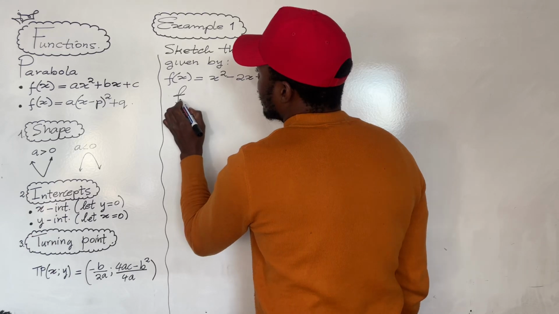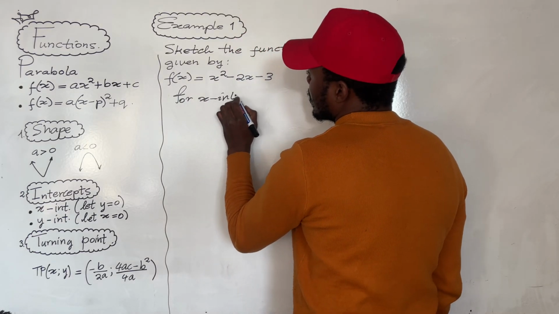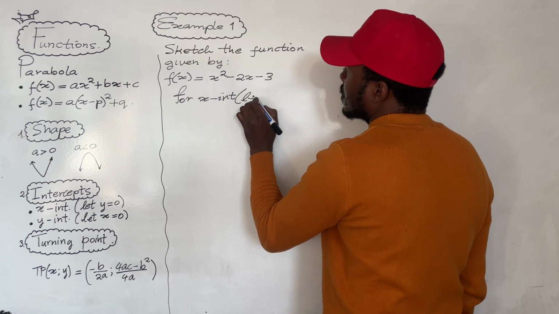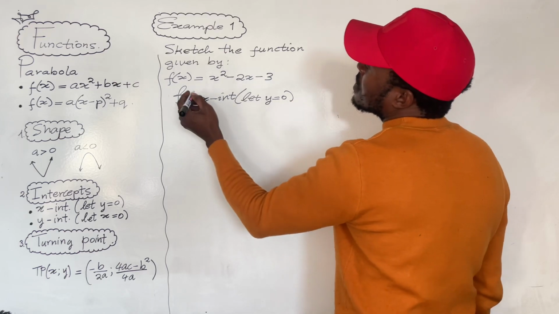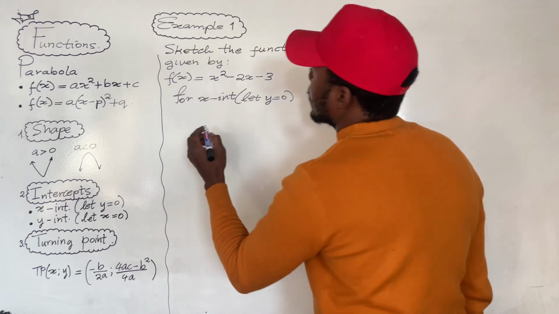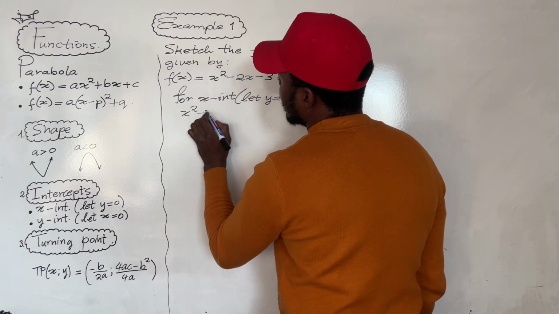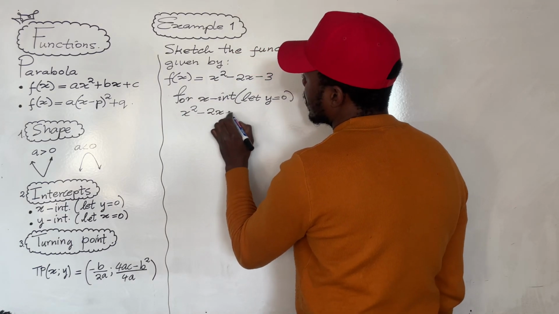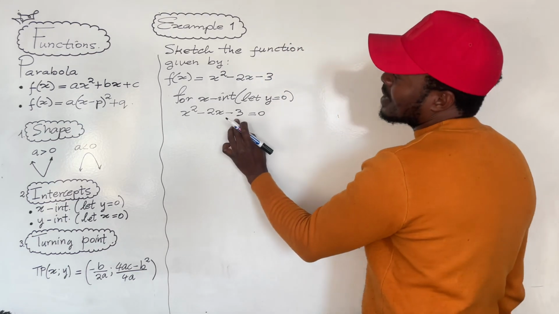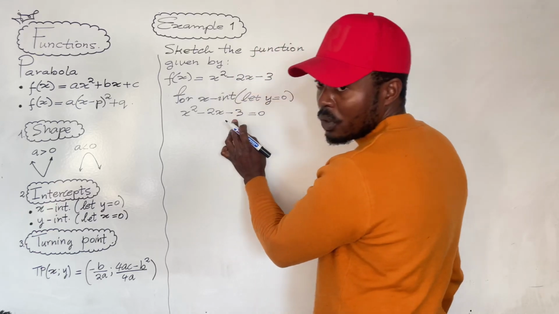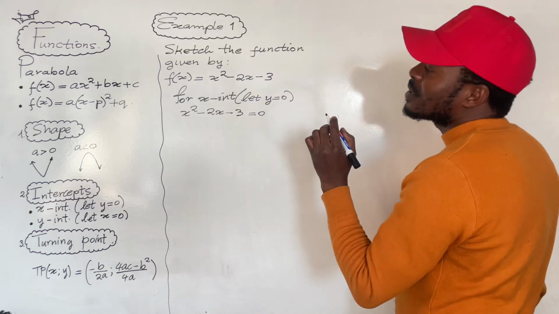For the x-intercept, we let y equal to 0. Y in this case is f of x. Therefore, we have x squared minus 2x minus 3, which should be equal to 0. And therefore we determine the factors of 3 which, when you subtract them, give you 2. In this case, we have only 3 times 1.